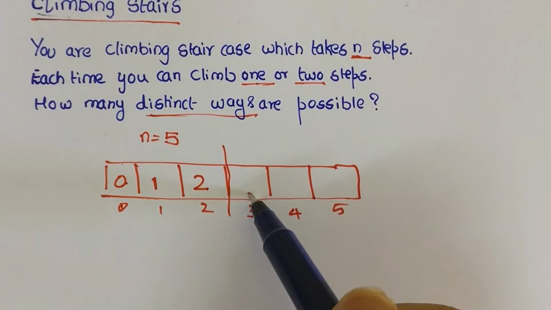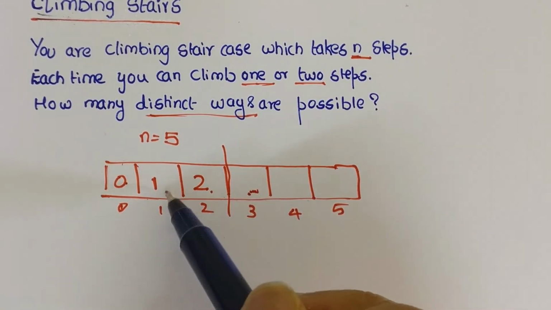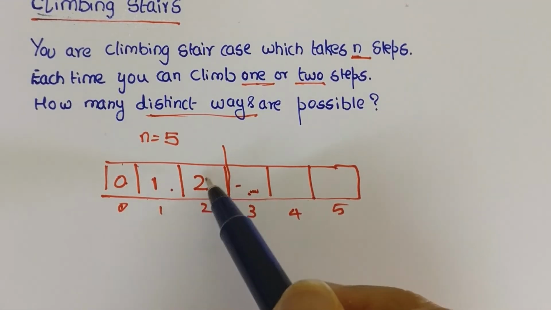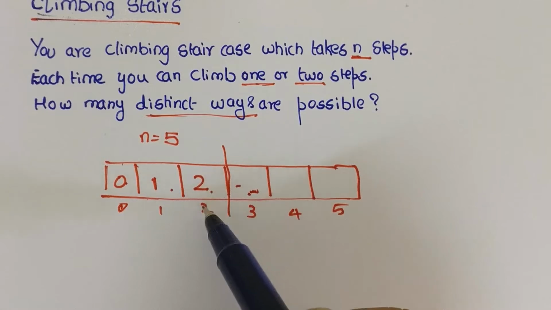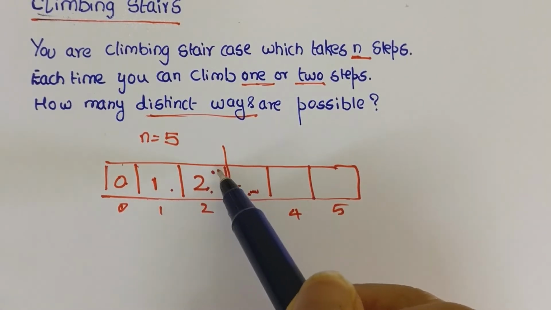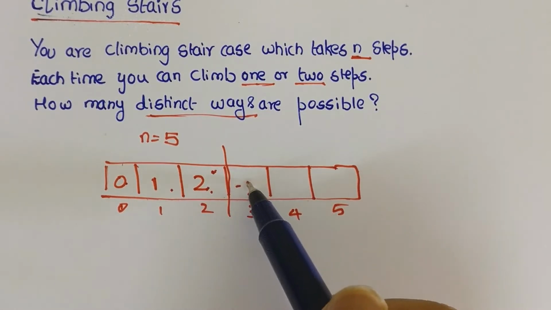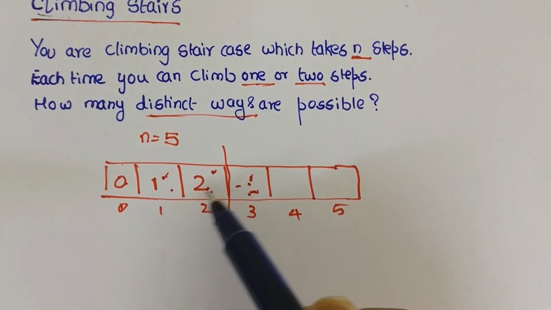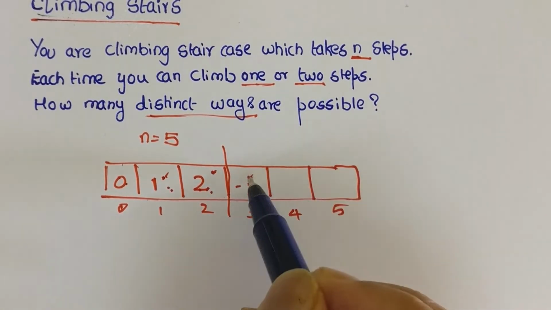For the third step I can either take one step from here, or I can take two steps from 1. There are already two ways to come to this step, and from there I can go here. There is one way to come here, and from there I can go here. So totally there are 1 plus 2, three ways.